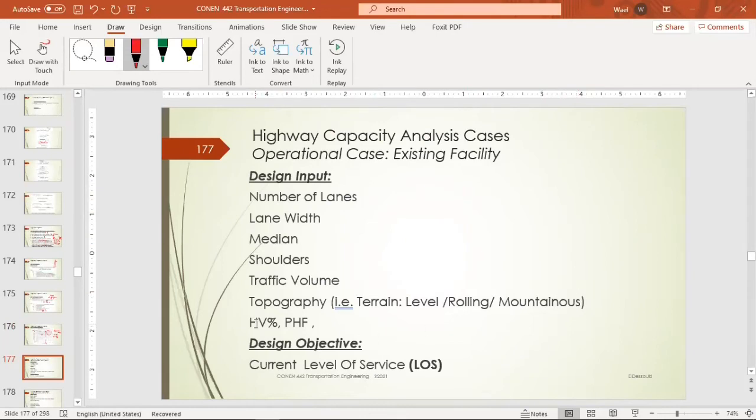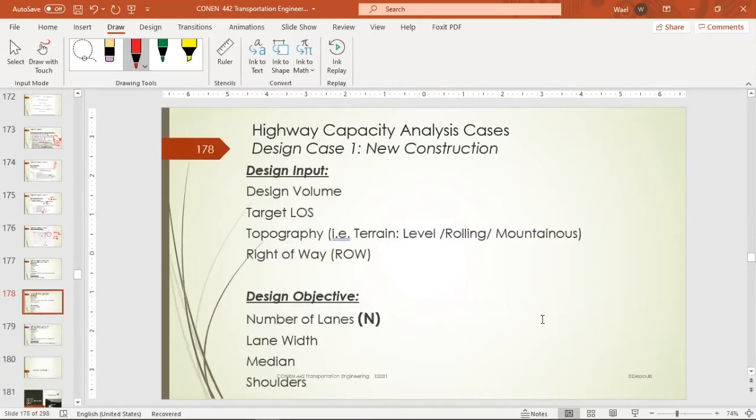We have the percentage of heavy vehicles, HV, and the peak hour factor. The design objective is the current level of service. So that's the objective of the analysis. The input here and the objective is to come up with the level of service. Then here we have the design input: design volume and target level of service.